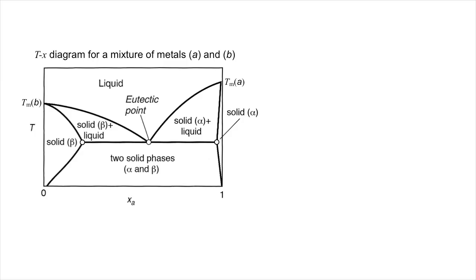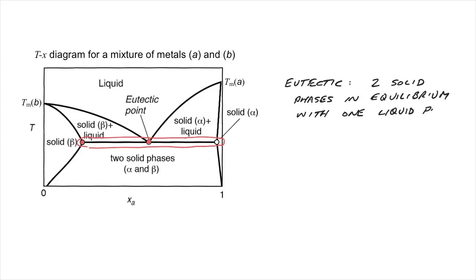Over a wide range of system compositions, the system precipitates into a two-phase mixture of two solid phases, a B-rich solid, beta, and an A-rich solid, alpha. Also shown in the diagram are two-phase liquid-solid regions, where the liquid is in equilibrium with either the beta or alpha solid phase. It's also possible for both solid phases to be in equilibrium with the liquid. This point is called the eutectic.